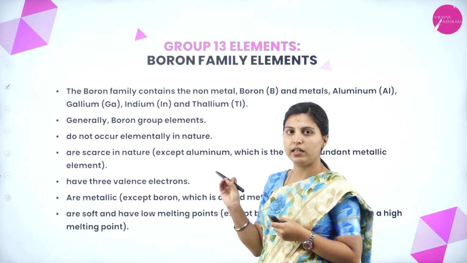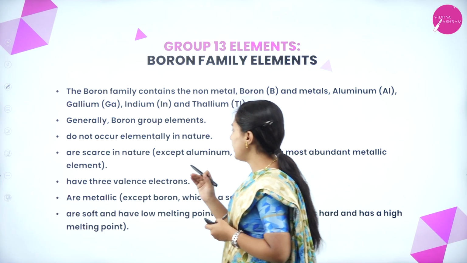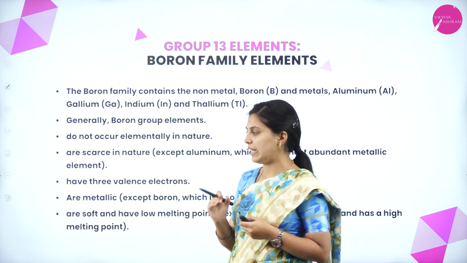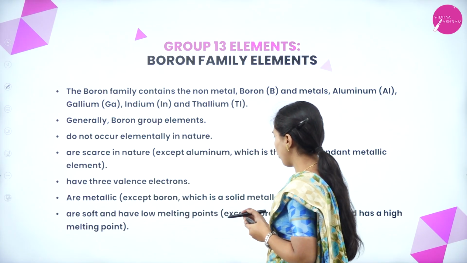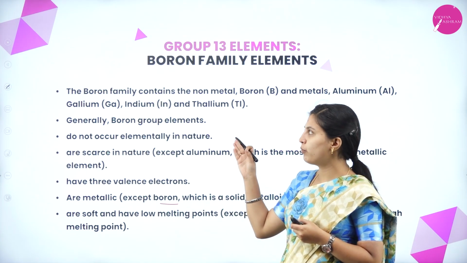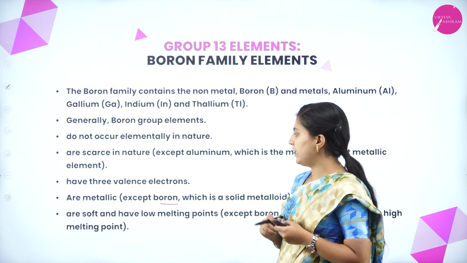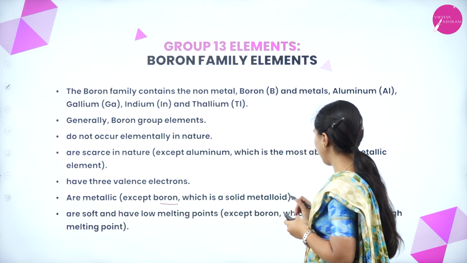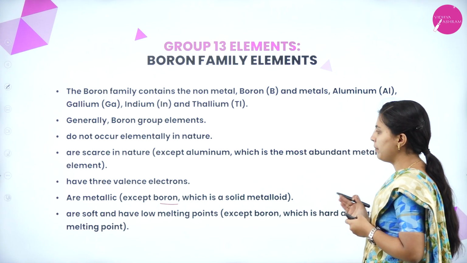Except aluminium, all will be traces. All the elements have 3 valence electrons. They are metallic except boron, which is a solid metalloid. Except boron, all elements present in the boron family are metallic in nature, soft, and have low melting points, except boron, which is hard and has a high melting point.